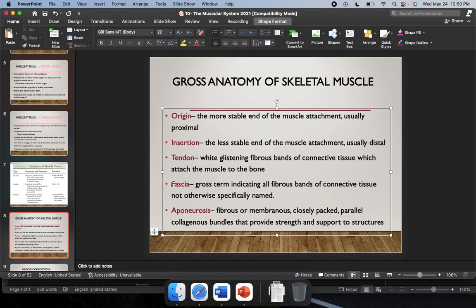Additionally, there's a term fascia, which is a gross term indicating all fibrous bands of connective tissue. Fascia is not a very descriptive term, but it is a general overall term indicating fibrous bands of connective tissue. And then finally, an aponeurosis, a fibrous or membranous, closely packed parallel collagen bundle that provides strength and support to structures.